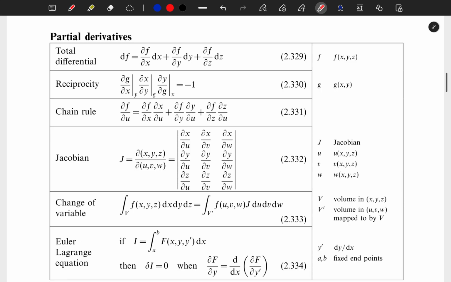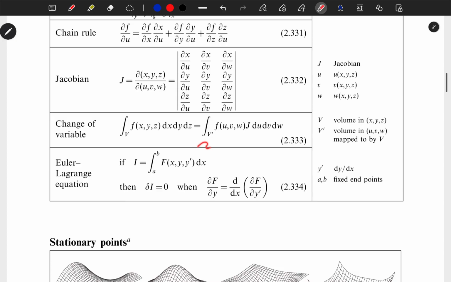Partial derivatives: the multiplication of all dx by dy, dy by dz, dz by dx will be minus 1. The reciprocity formula. Now the Jacobian, delta of x, y, z with respect to u, v, w, can be written in determinant form. For change of variables, we need that Jacobian.